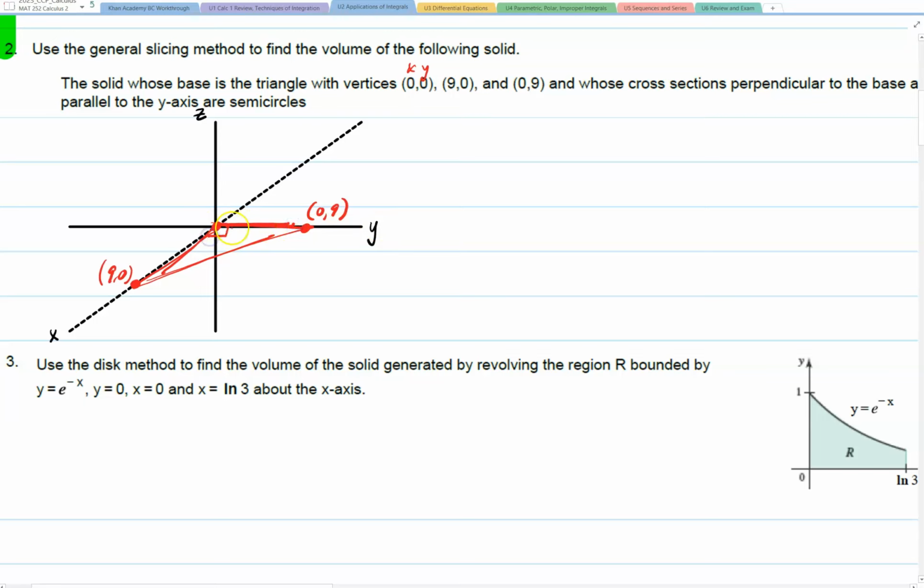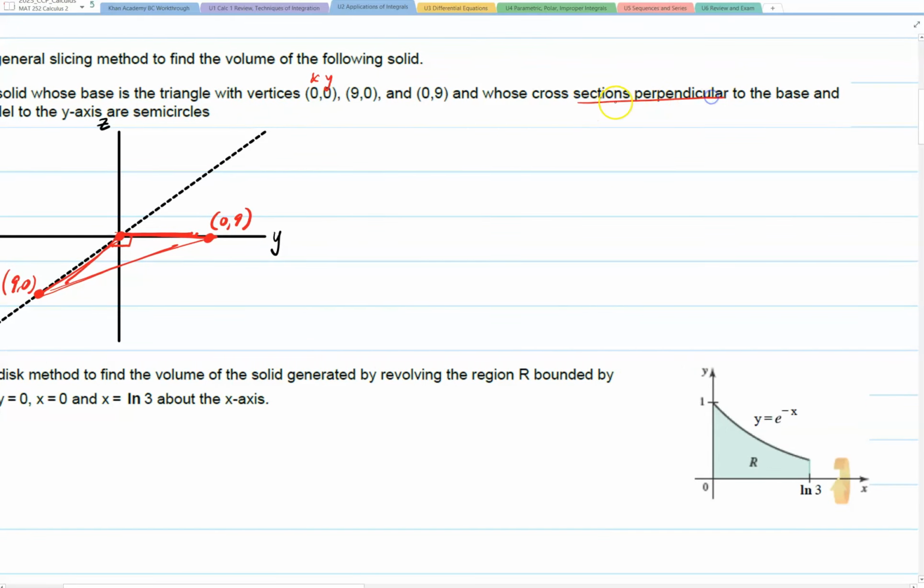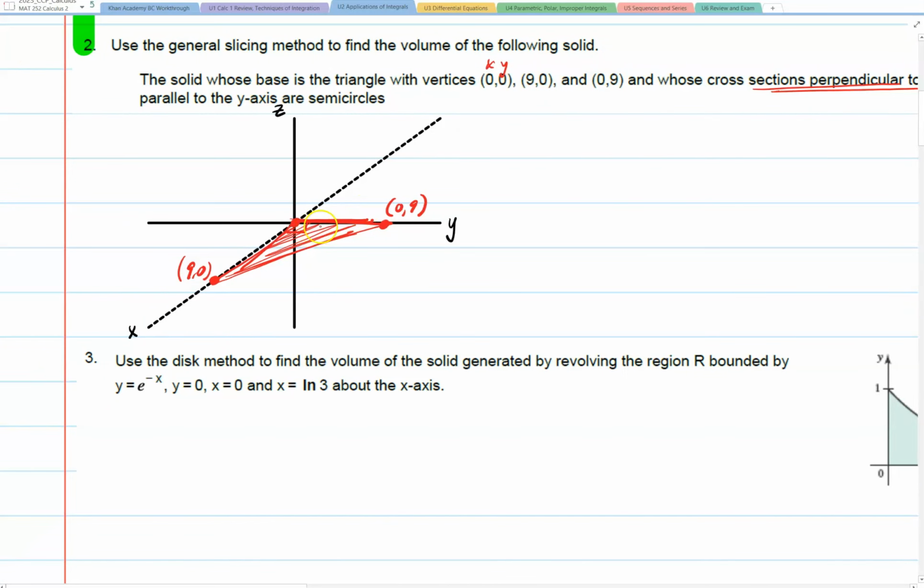It may not look like it, but this is a right angle relative to the axes. And we're told that the cross sections of the three-dimensional object that are perpendicular to the base, so 90 degrees to the flat surface here, and parallel to the y-axis, so in this direction, are semicircles. So we've got to imagine that we've got a bunch of these semicircles that are stacked on top of one another in this plane here. So it's almost like a half of a cone that we're dealing with.